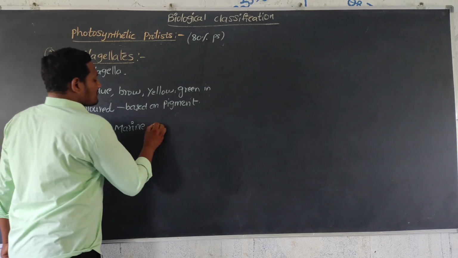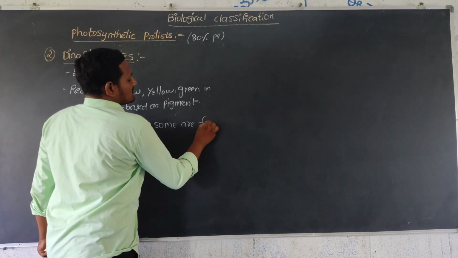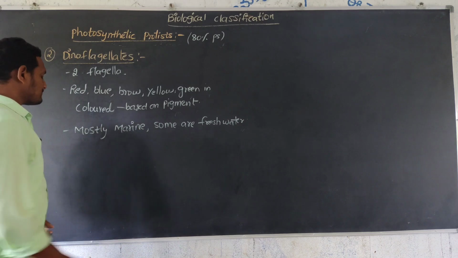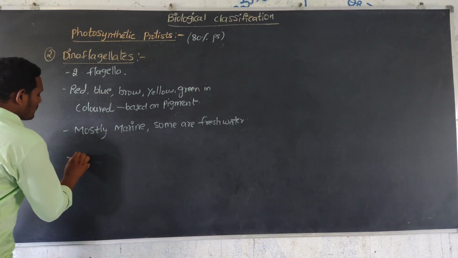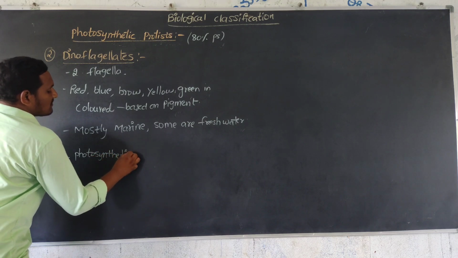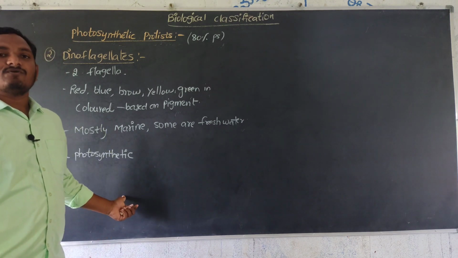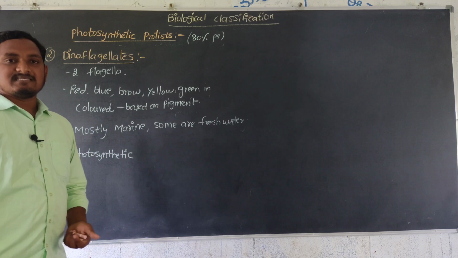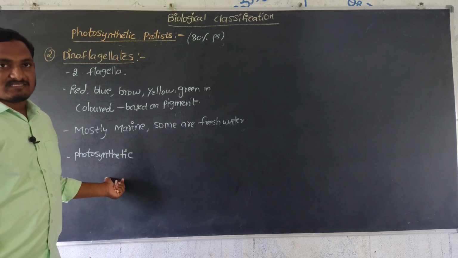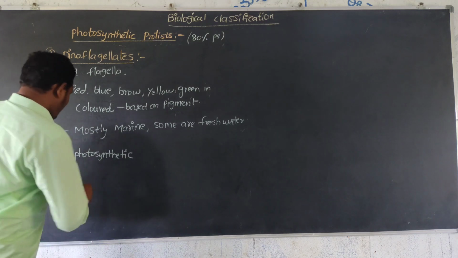Some are also present in fresh water. They are mainly photosynthetic, meaning they perform photosynthesis because chlorophylls are present. That's why they prepare their own food by the process of photosynthesis, and these organisms are mainly photosynthetic organisms.